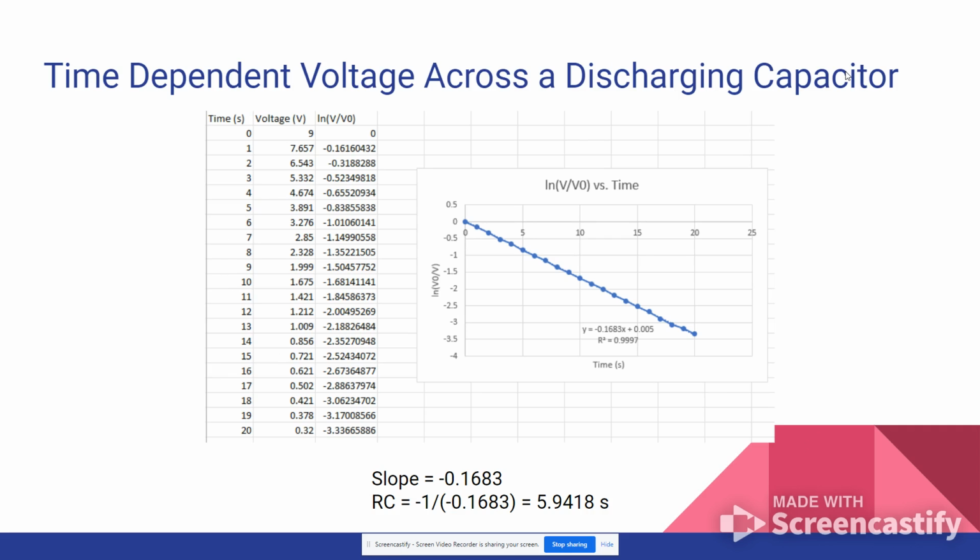The time-dependent voltage across the capacitor was calculated by finding the time constant using the potential difference across the capacitor at various points in time, and using the equation in the introduction. The time constant is the time for the voltage of the capacitor to decrease to 1 over e of its original value. The time constant for this lab was 5.9418 seconds, which was calculated by graphing the natural log of the voltage over the original voltage versus time and finding the slope.